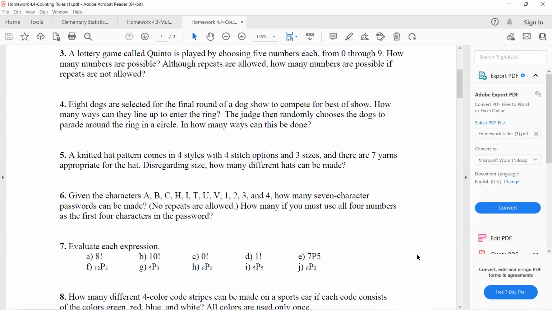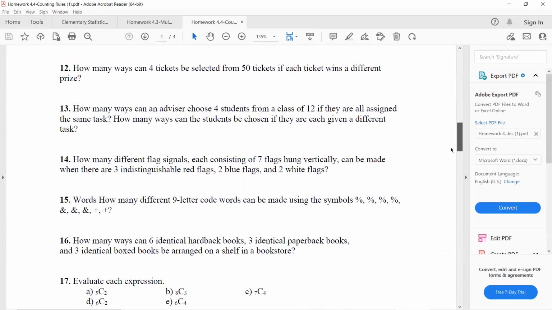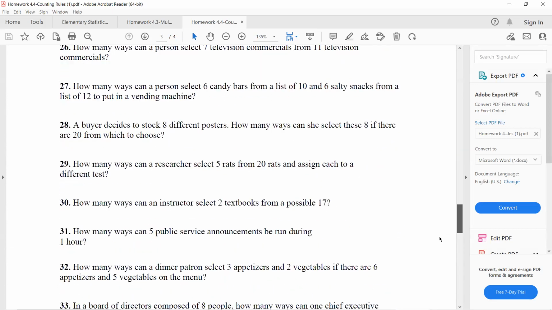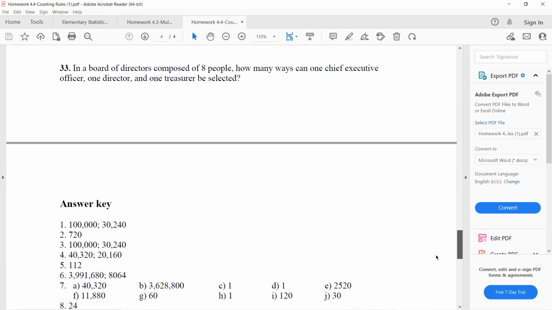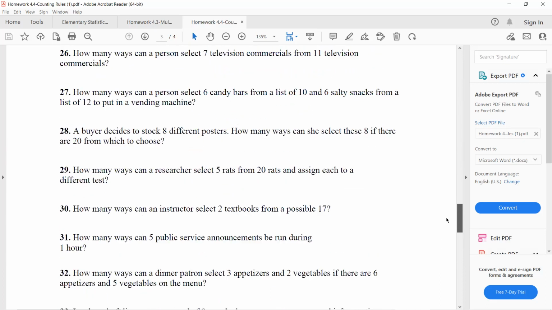Okay, but there's only 2 parts of the question to number 6. Given the characters, how many 7-character passwords can be made? No repeats are allowed. How many if you must use all 4 numbers as the first? Oh, I see it now. Does she have a 3-part answer to this? Because I'll have to ask her if that's the case. No, I was just looking wrong. Oh, no. Okay. No worries. We're okay. All right.